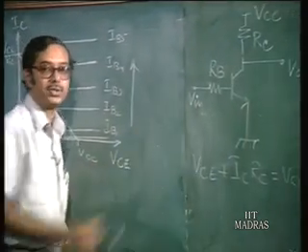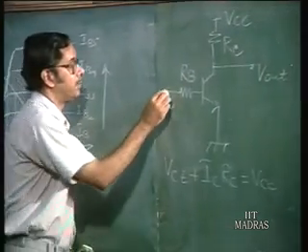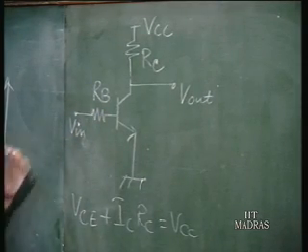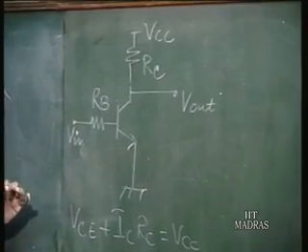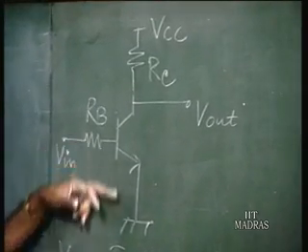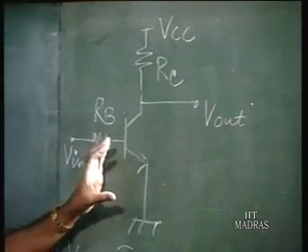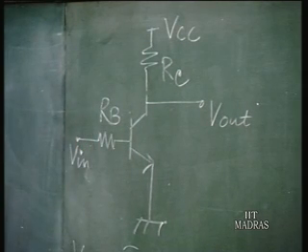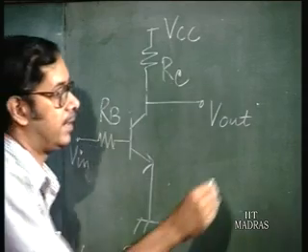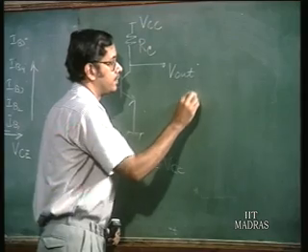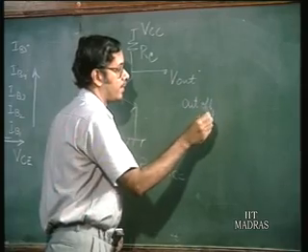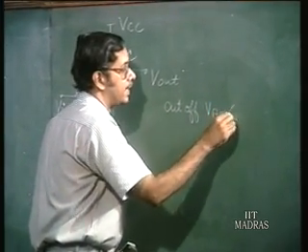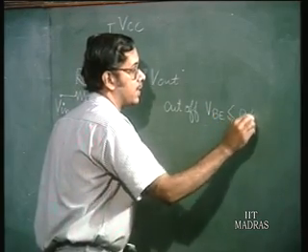Now if you come back to this circuit, suppose we make some assumptions before we go ahead and analyze it. Suppose we say that it is an exponential relation between the base current and the base emitter voltage. So let us say that for cutoff, VBE is say less than 0.6 volts.